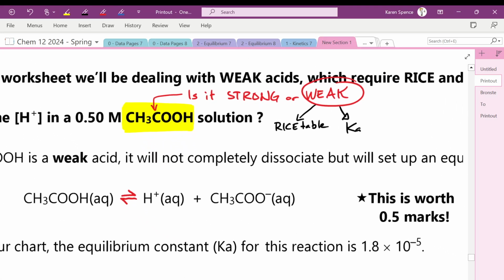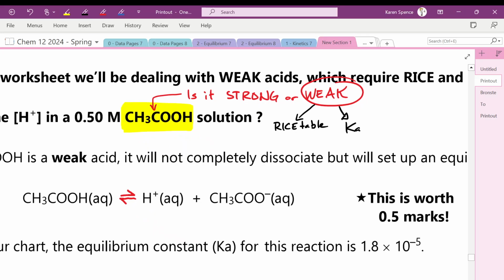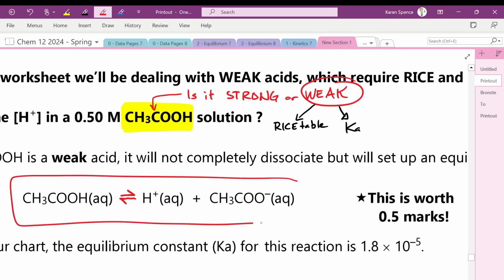And writing that is worth 0.5 marks. Okay, it should be part of your RICE table. Yes? This little thing here, 0.5 marks.